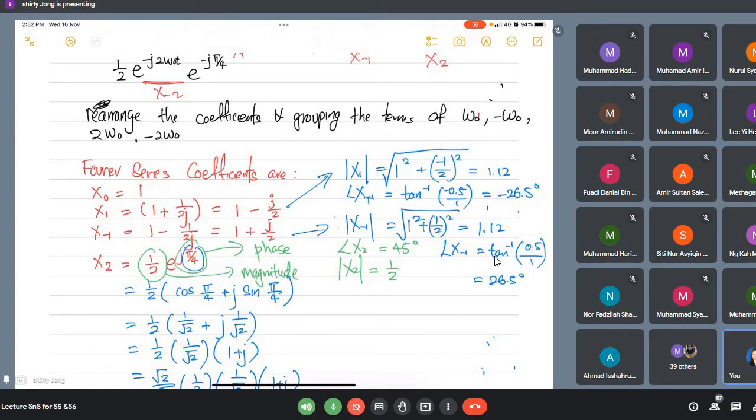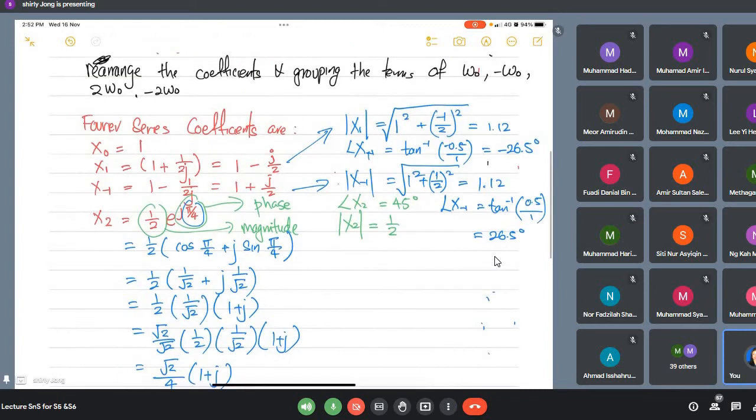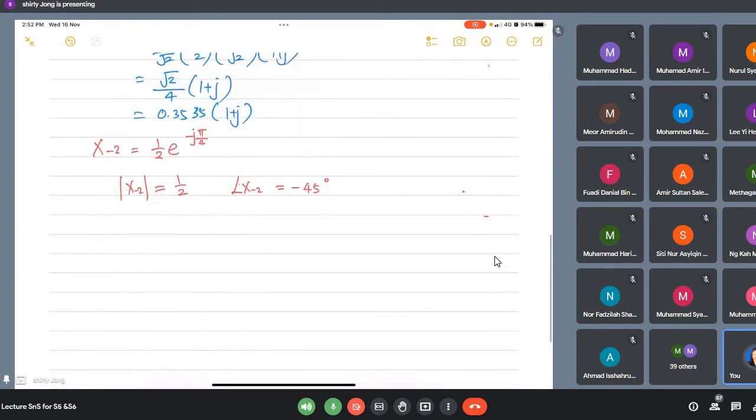Okay, Doctor. So after you find the Fourier series coefficients, x0, x1, x minus 1, x2, and x minus 2, after that you need to do the magnitude. The blue color one is the magnitude and the phase. You need to do the magnitude and the phase for each one, and then you can actually plot the graph.